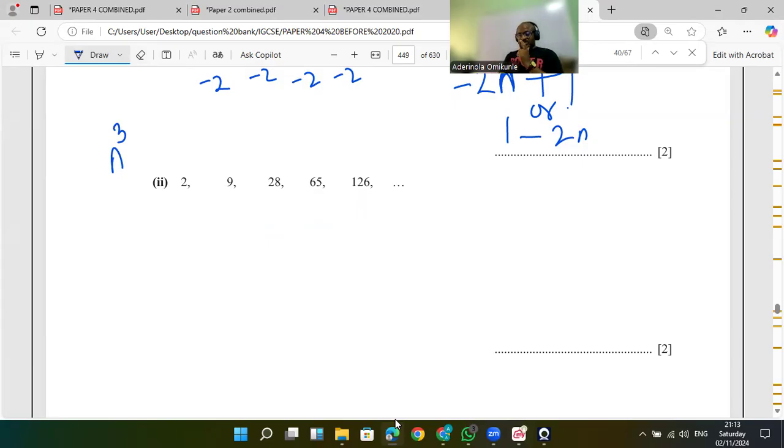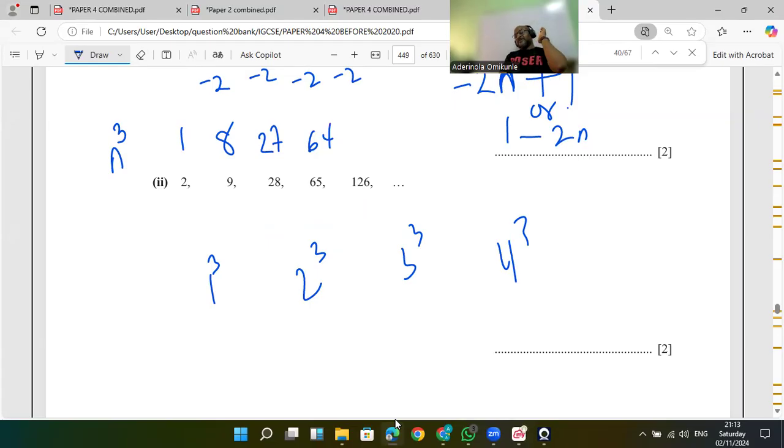That's just 1 raised to power 3, 2 raised to power 3, 3 raised to power 3, 4 raised to power 3, and on like that. So 1 raised to power 3 is 1, 2 raised to power 3 is 8, 3 raised to power 3 is 27, 4 raised to power 3 is 64, and then 5 raised to power 3 is 125.